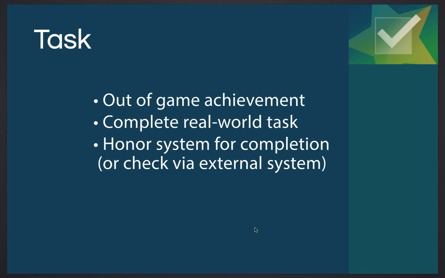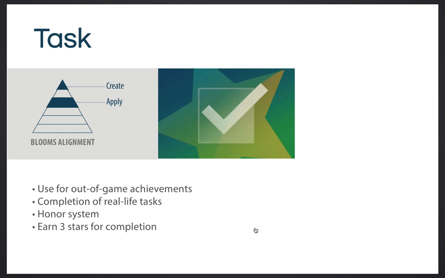And then our last activity that we'll talk about is task. Really, it's pretty simple. It's an out-of-game achievement. An admin can set up a real-world task that users can complete outside of the app, and we basically just use the honor system for completion. Once they select that as complete, they'll earn their stars. I think that pretty much wraps it up.